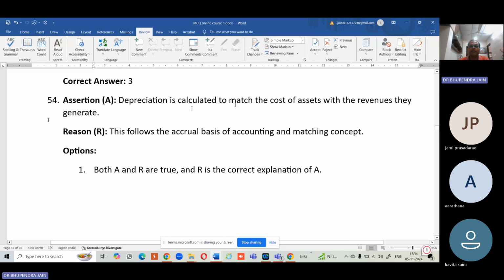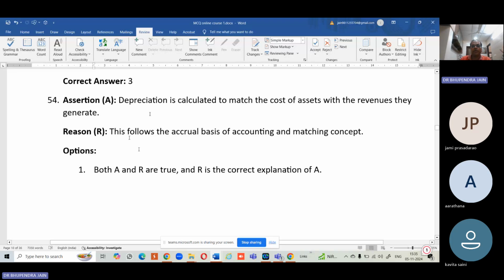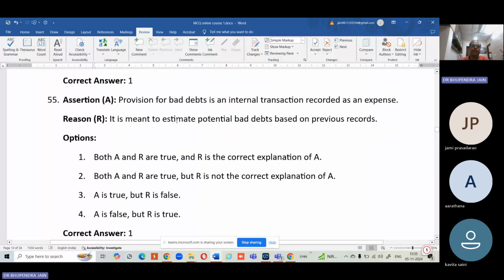Depreciation is calculated to match the cost of assets with the revenue they generate. Definitely depreciation is calculated to match cost with revenue generated, following the accrual basis of accounting and the matching concept. So this is true, that is true, and the explanation is also correct. So the answer is A. Again an assertion question, we will leave it and discuss further.